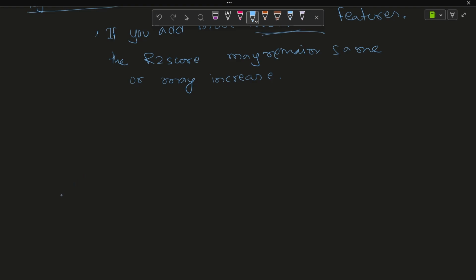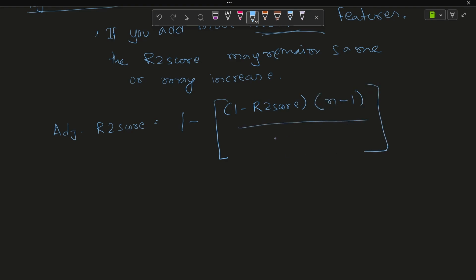Okay, so what is the formula of adjusted R square? Adjusted R2 score. So what is the formula of adjusted R2 score precisely? Adjusted R2 score is 1 minus, here it is 1 minus R2 score, the normal R2 score, and then here it is n minus 1, alright, and here it will be n minus 1 minus k. So what is n, what is k? N is the number of data points or rows, you can say, and k is the number of input features.